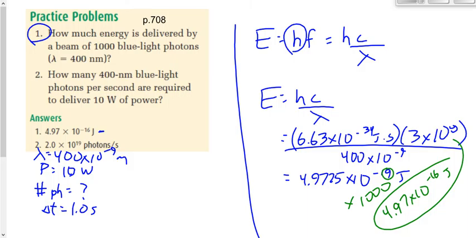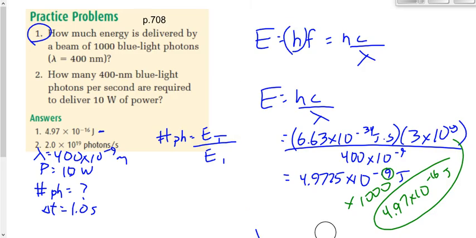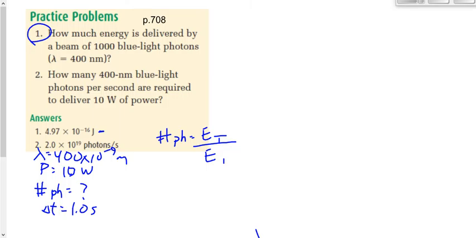We know this now. When we're looking for a number of something, it's total over the amount for one. The number of photons will be the total energy divided by the energy of one photon. The energy for one photon can be found by hc over lambda.